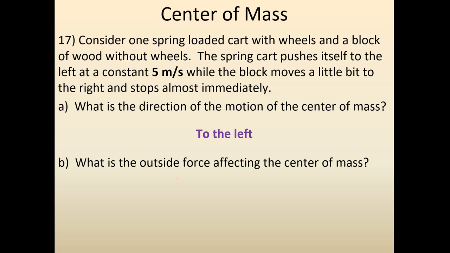Now for part B, in the beginning, neither cart was moving, so the center of mass should have been 0. If the center of mass starts moving to the left, that means there has to be an outside force affecting the center of mass. So what is it? It's the fact that the block made of wood without wheels is not free to move. Something is keeping that block from moving freely, and that something is friction. Again, for the most part, the outside force we're usually referring to is going to be friction. Or maybe someone is physically holding it in place and preventing it from moving. But whatever it is, that's what we usually refer to as an outside force.